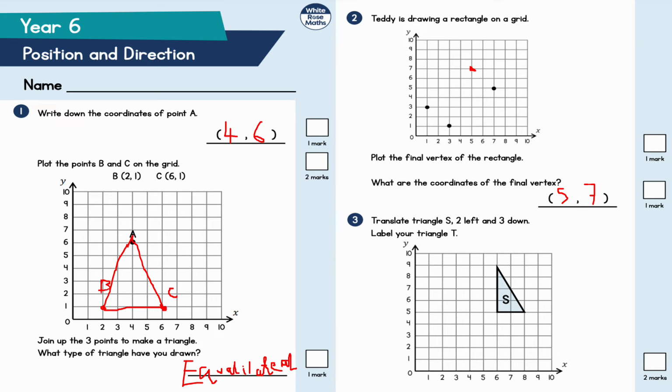Okay. This is question number 3, guys. Translate triangle S, 2 left and 3 down. Label triangle T. So I'm going to shift each point 2 units to the left and then 3 down. So 1, 2, 1, 2, 3. That's going to go there. Then the next point, 1, 2, 1, 2, 3, and then the last one, 1, 2, 1, 2, 3. Label it T. Okay.